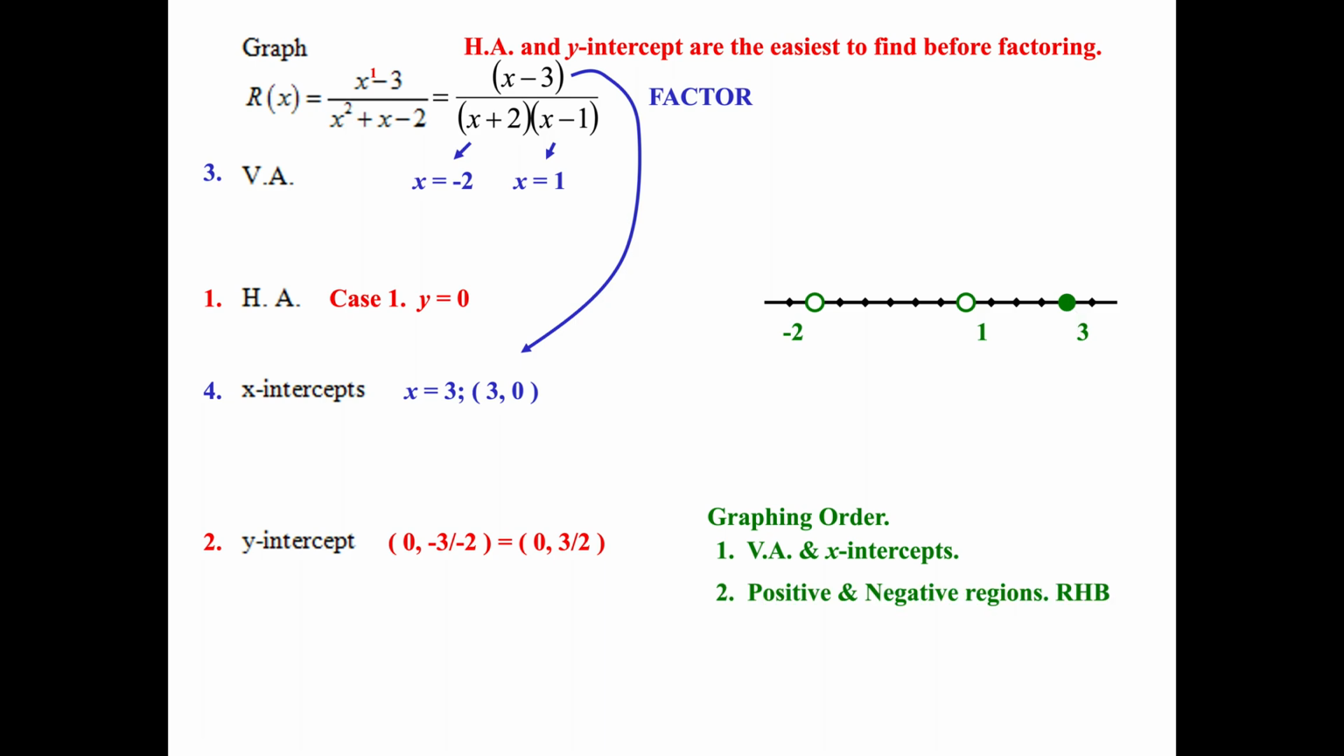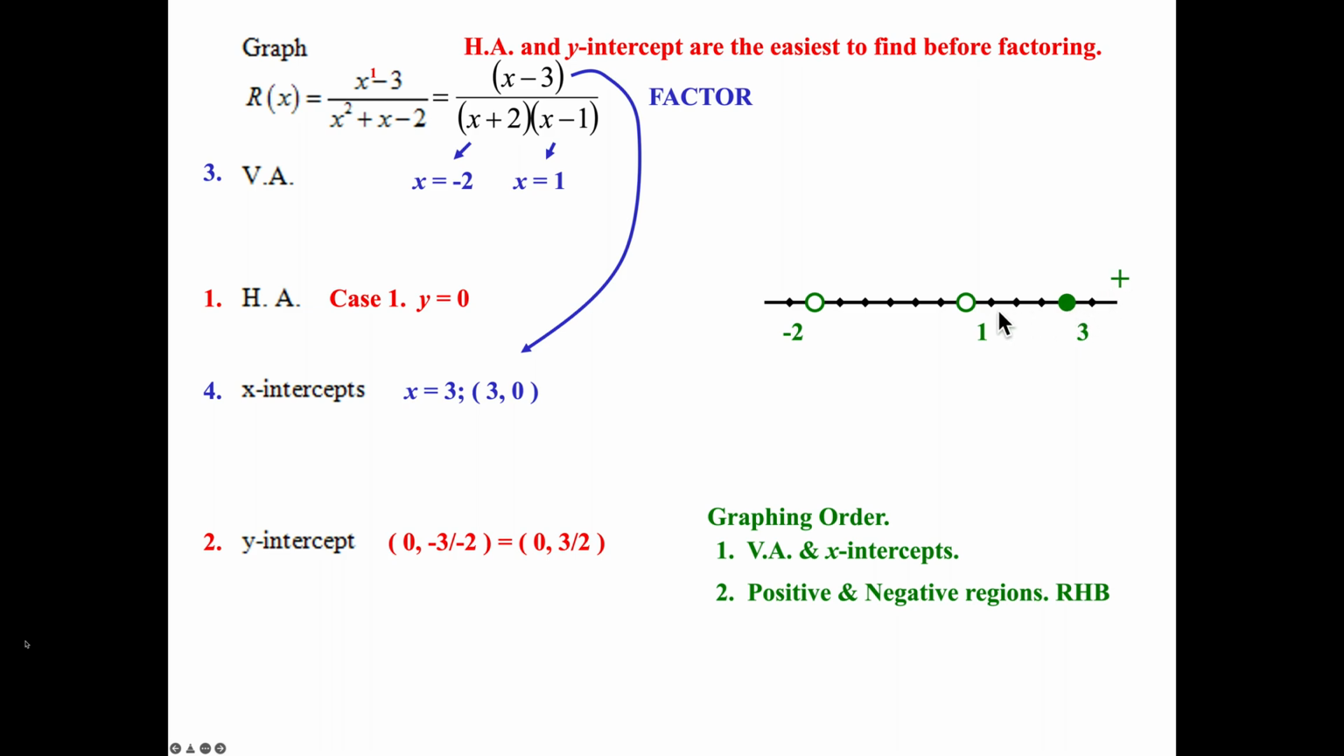Now the next thing we do is we find your positive and negative regions, and that's based on your right-hand behavior. So what we're finding is where is the graph going to have positive y-coordinates and negative y-coordinates. So let's look back at the first terms. Positive x divided by positive x squared, positive divided by positive is a positive. You could also look at your factors in here. Positive x divided by a positive x times a positive x is a positive. So the right-hand behavior is positive.